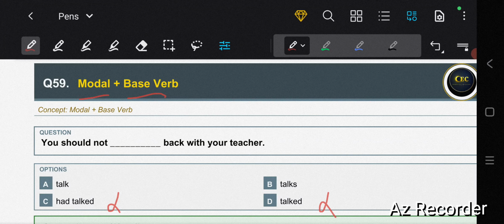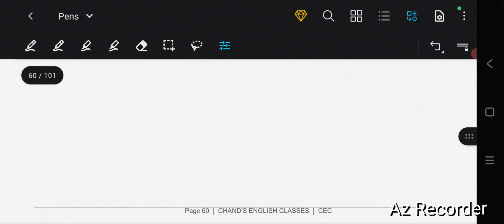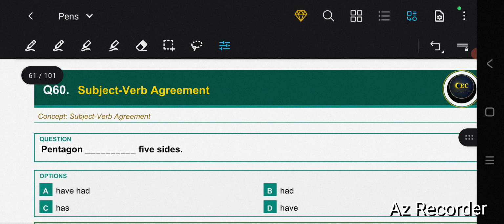And talk or talks. One more important thing: after a modal there will be no plural form. It means there will be no s after talk, but talk will be there. Okay, so this is the correct option for the question. Now the next question relates to subject-verb agreement. Pentagon does 5 sets.